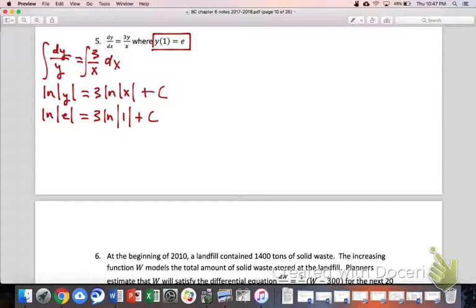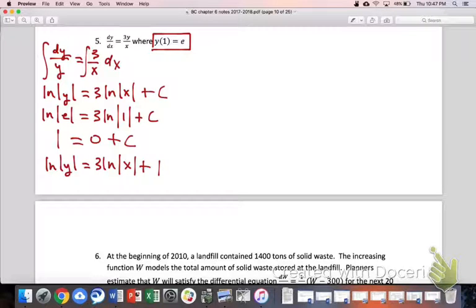And now I need to evaluate. So the absolute value of e, of course, is e, and ln of e is 1. And natural log of 1 is 0, and 3 times 0 is 0. So I'm getting c equals 1. So then I'm going to go back here, and I'm going to write natural log of absolute value of y equals 3 natural log of absolute value of x. And I know my c value now is 1.